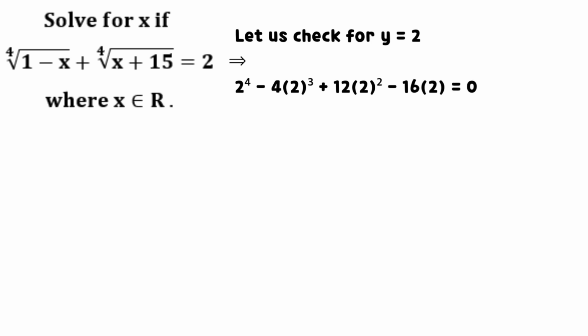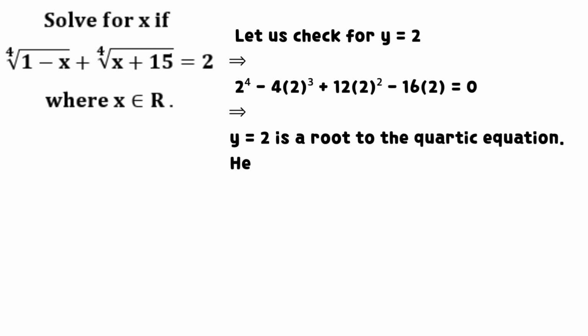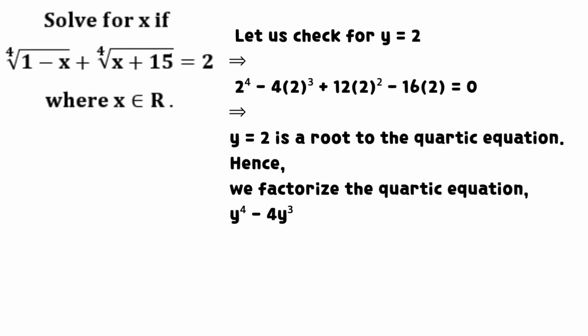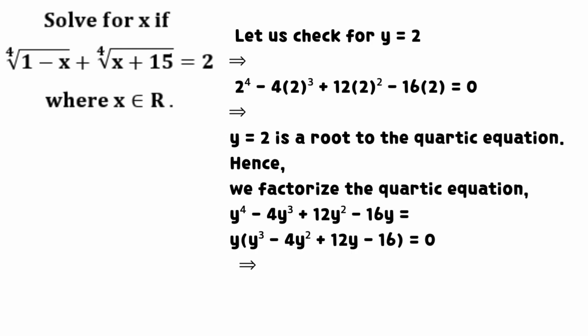Let us check for y equals 2. It implies that 2 to the power of 4 minus 4 times the cube of 2 plus 12 times the square of 2 minus 16 times 2 equals 0. It implies that y equals 2 is a root of the quartic equation.